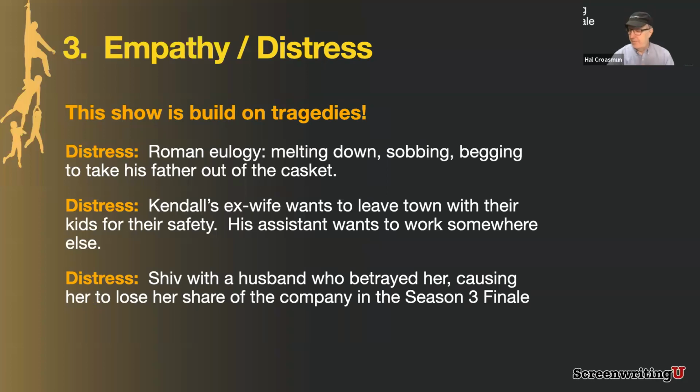And then Shiv. Now, we have to back up for this, but Shiv had her husband betray her in the season finale of season 3. And basically, if Logan Roy would have stayed alive, Shiv may have lost her share of the company because of that, or lost a major part of what she wanted out of that.